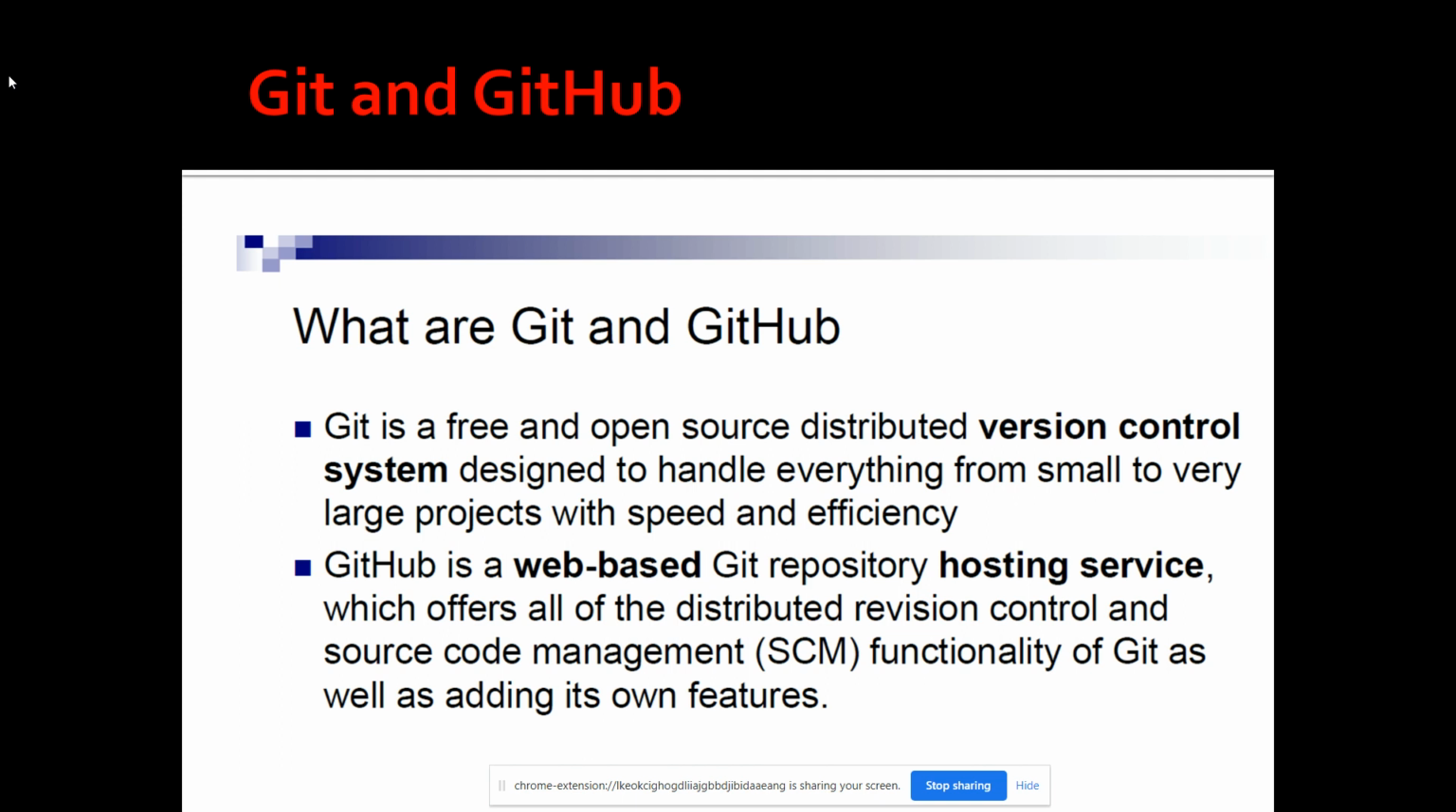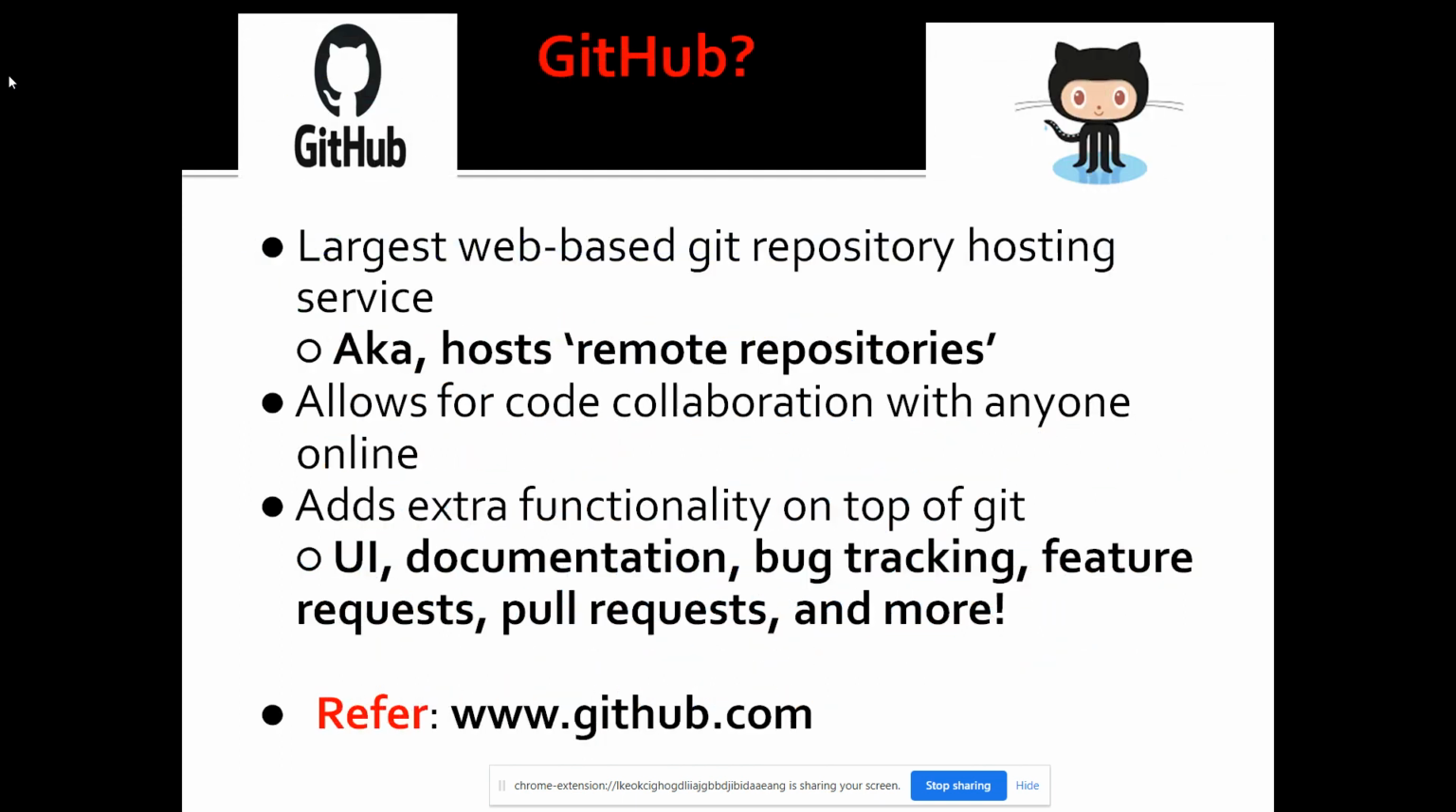GitHub has multiple repositories. It maintains different kinds of repositories, like UI, documentation, bug tracking. You can see in the slide: documentation, bug tracking, feature request, pull request. Everything comes under this GitHub repository. So Git comes under this GitHub repository.